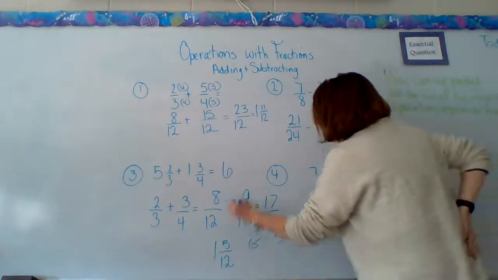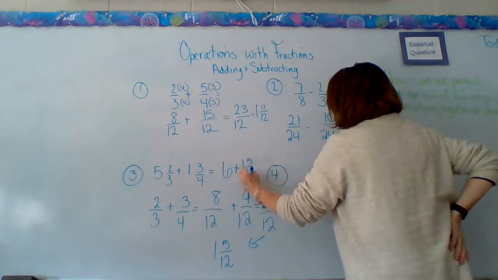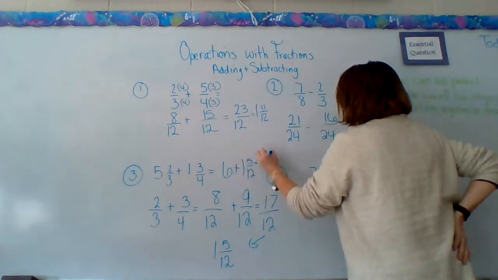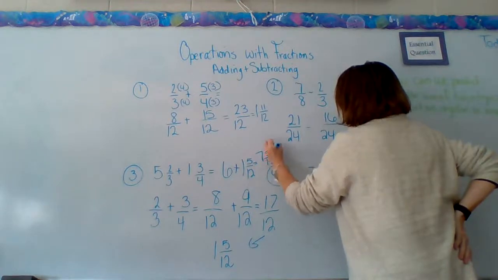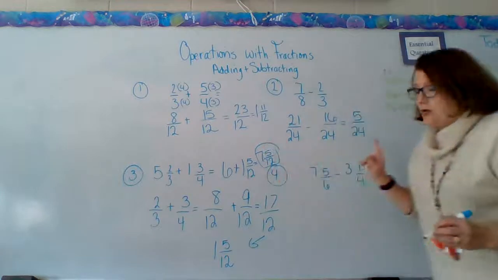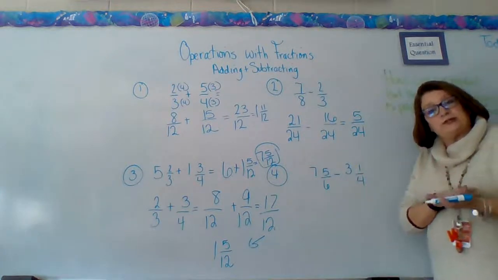So when I add this together, 1 and 5/12, and I add that to the whole number 6, I get 7 and 5/12. And that's my final answer for that problem. Okay? We're going to go to subtraction now. Now for this problem, I'm going to do this a little bit differently.